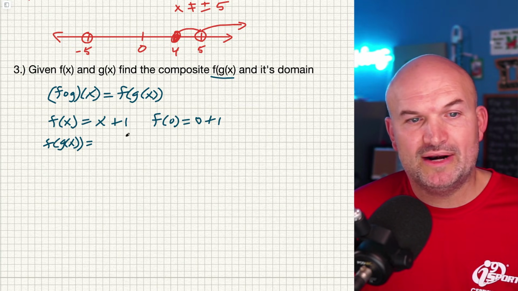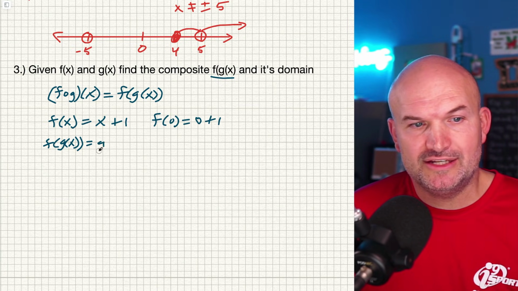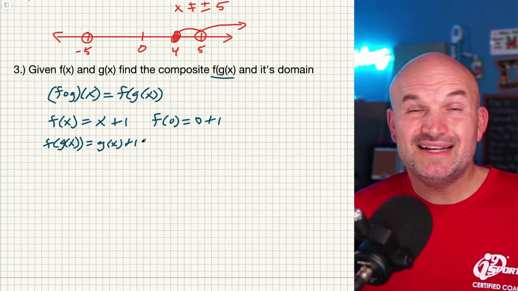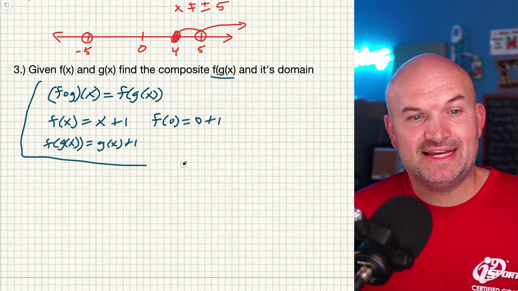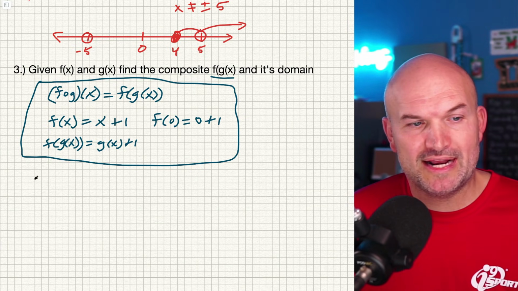So in this example, what I would simply do is plug g of x in for my 0. So I'd say a g of x plus 1. Now this example does not make any sense because I have not defined what g of x is. So let's go through an actual problem.